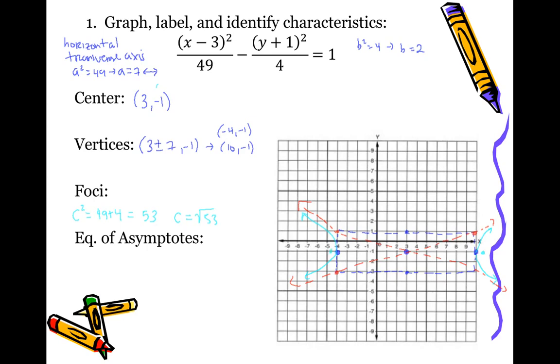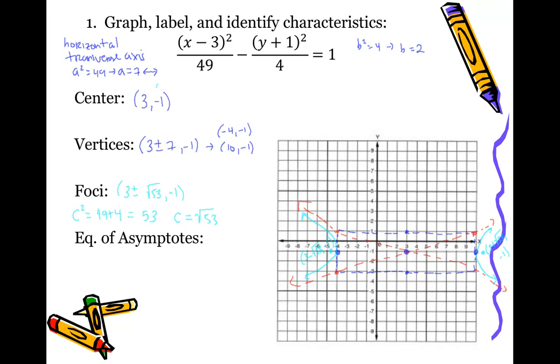Notice I'm going from the center. Be careful there. So my 2 points will be 3 plus and minus the square root of 53, -1. Right, so this point would be 3 minus root 53, -1. This point would be 3 plus root 53, -1. What about the equation of the asymptotes?